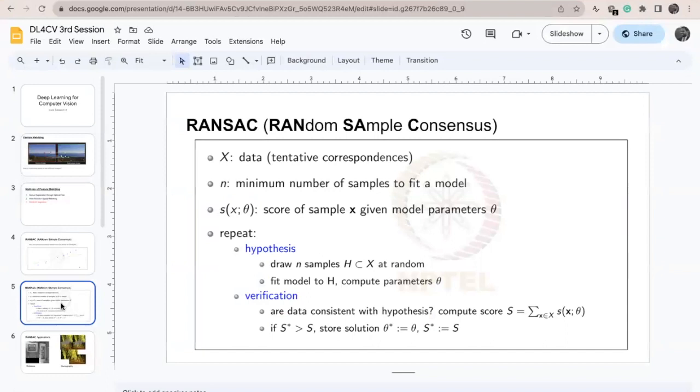So there is the algorithm. Before going to the algorithm, I'll just try to describe how this algorithm works. Give me a minute.